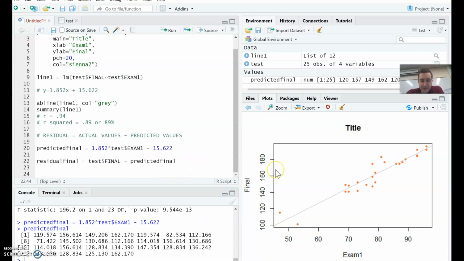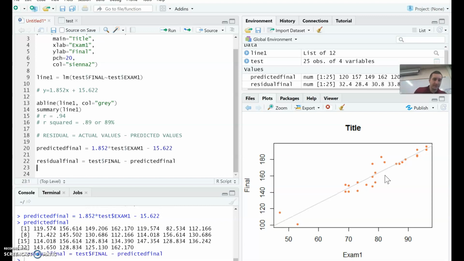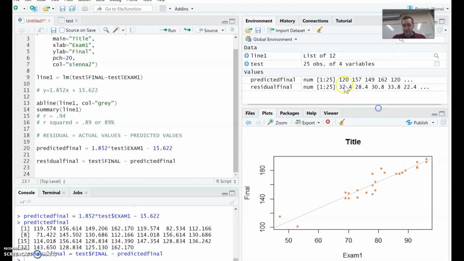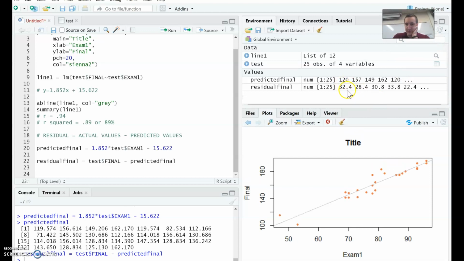And what that's going to do is it's simple subtraction. It's what did you actually get minus what we predicted you to get, and it will tell you if you overperformed or if you underperformed. So when we run this, and it's saved up there now, residual final, we now have those numbers. Look, you can see the residuals right there. This person had a residual of 32, 28, 30, 38, etc.